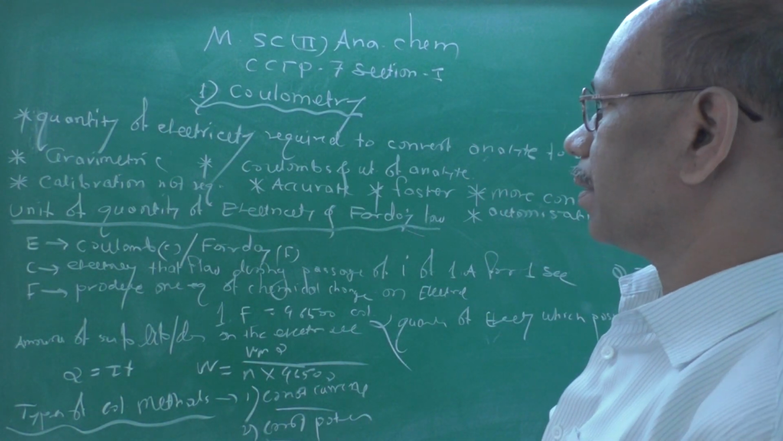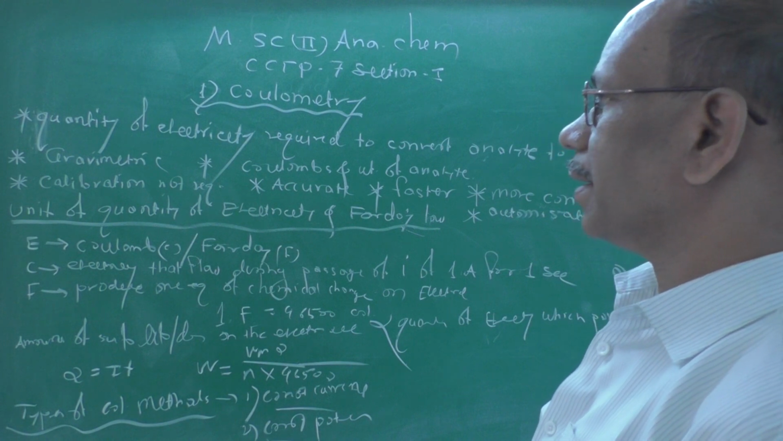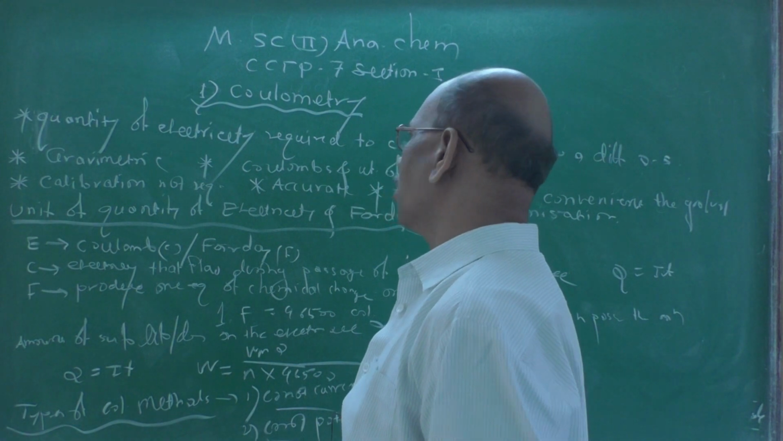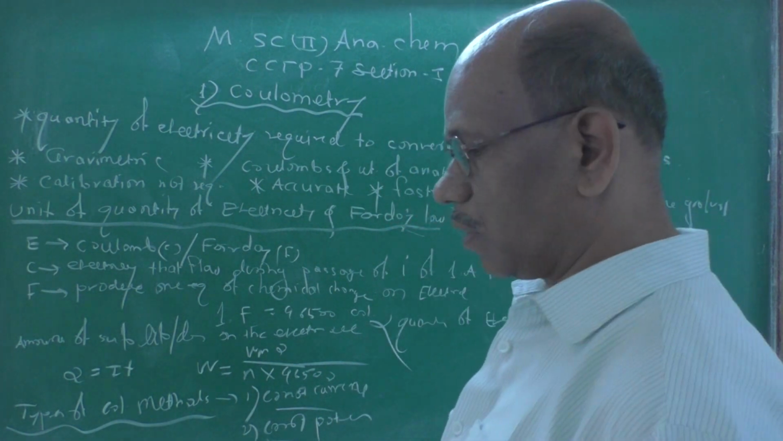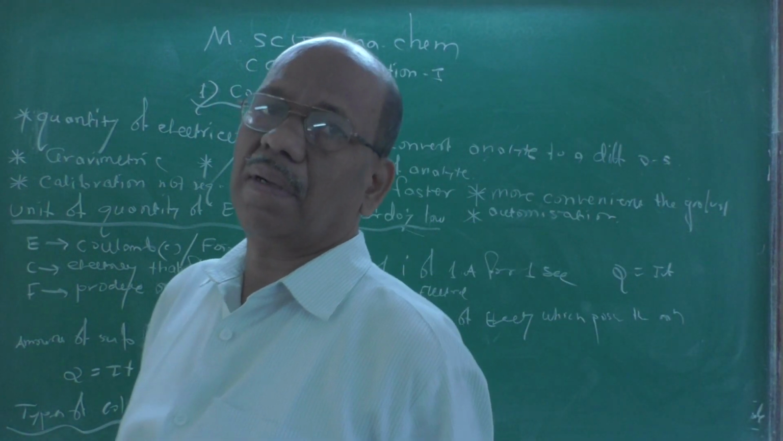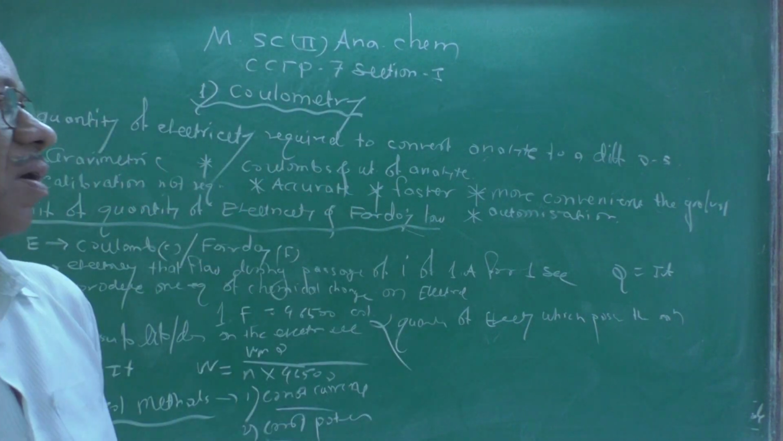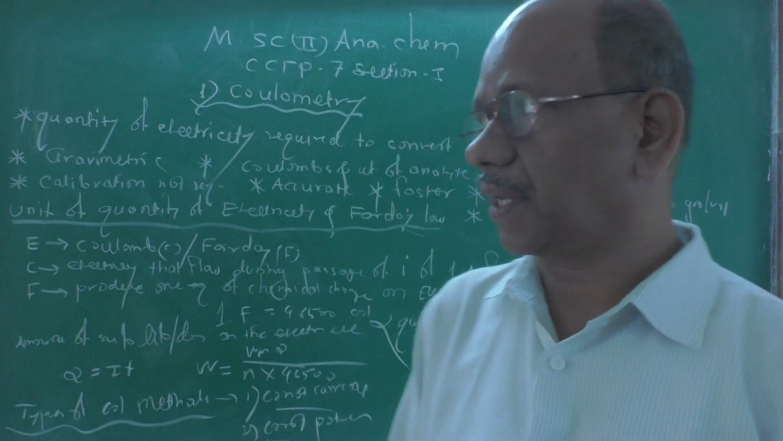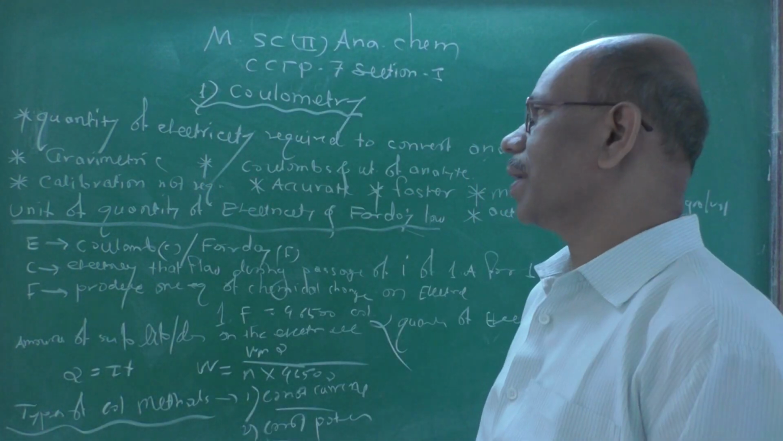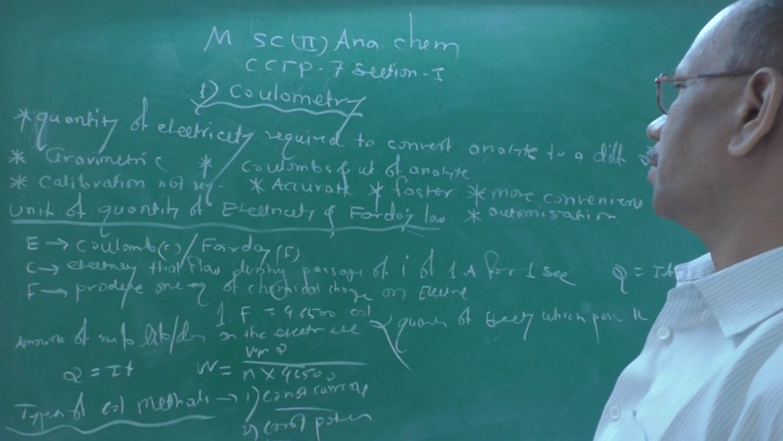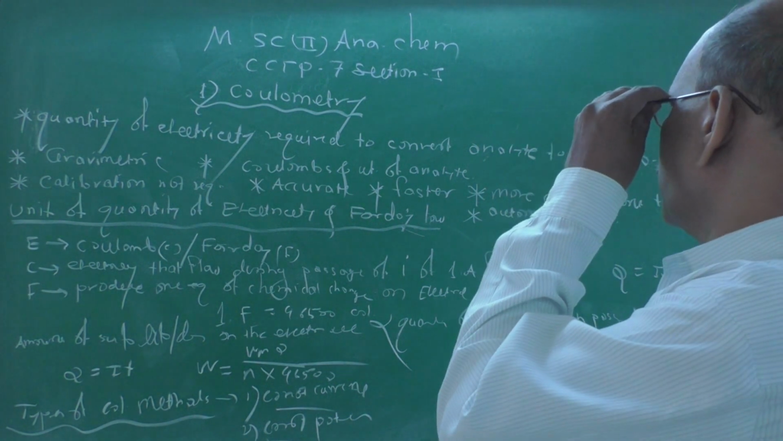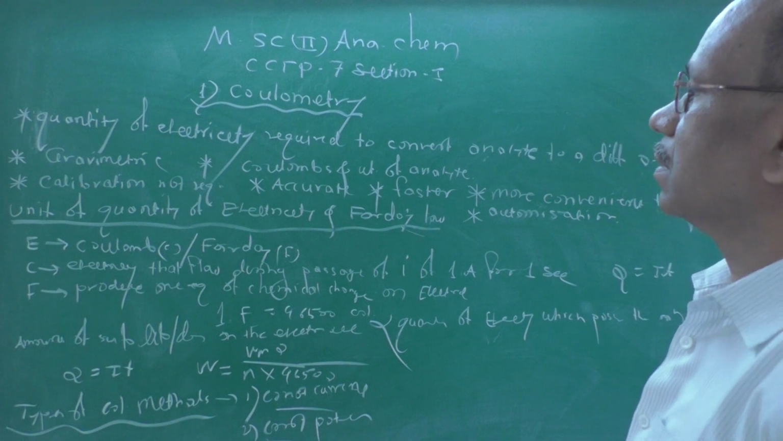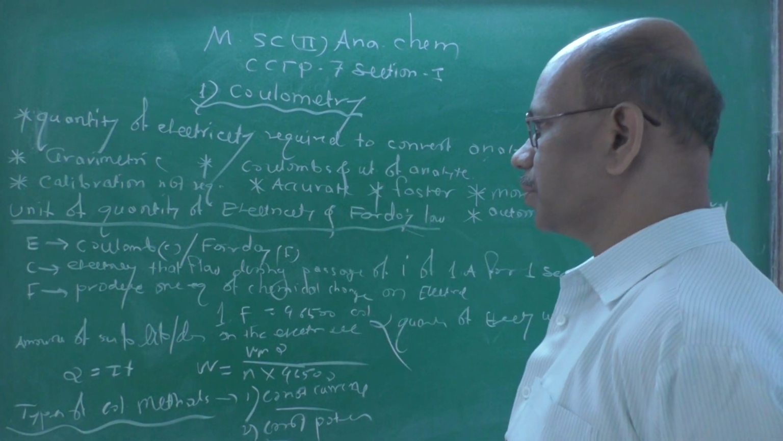Coulometry is used to measure the quantity of electricity required to convert the analyte sample, either oxidizable or reducible, into a different oxidation state. So for this purpose, the technique of coulometry is used.